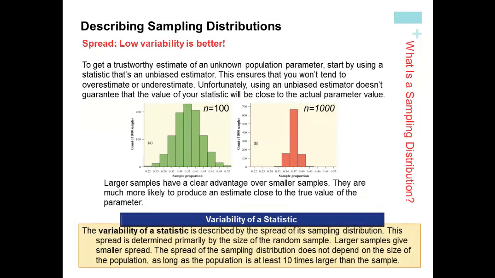The variability of a statistic is described by the spread of its sampling distribution. This spread is determined primarily by the size of the random sample. Larger sample sizes give a smaller spread. The spread of a sampling distribution does not depend on the size of the population, as long as the population is at least 10 times as large as the sample.